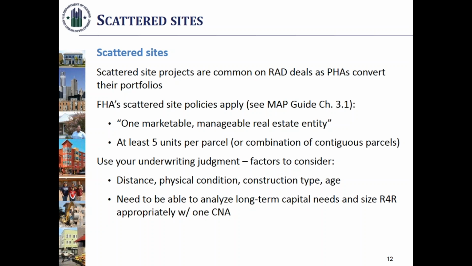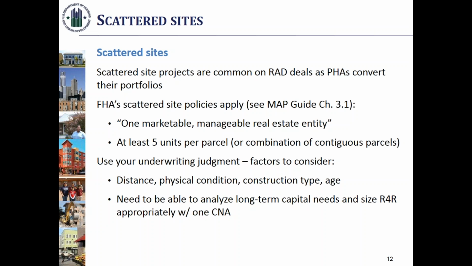And some of the factors that you should consider are physical distance between the properties. It may depend on whether it's urban or rural. The physical condition, construction type, and age of the properties. They should be relatively similar. We don't want some high-rise towers of a certain condition and age grouped with some low-rise walk-ups of another condition and age in one loan. Those should really be separate.